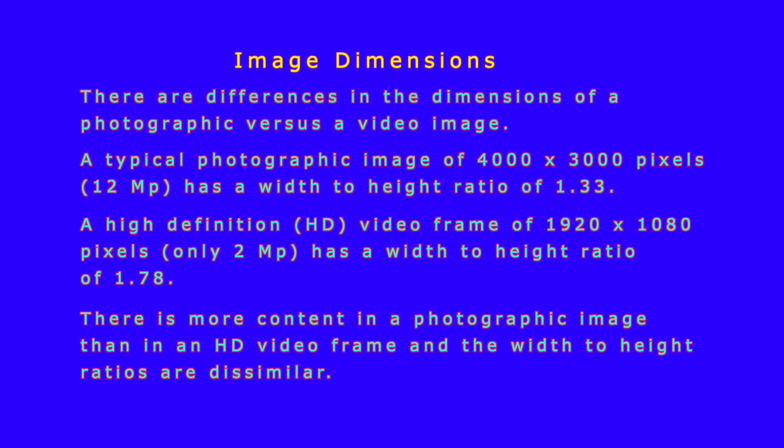Image dimensions. There are differences in the dimensions of a photographic versus a video image. A typical photographic image of 4,000 by 3,000 pixels, or 12 megapixels, has a width-to-height ratio of 1.33. A high-definition or HD video frame of 1920 by 1080 pixels, only 2 megapixels, has a width-to-height ratio of 1.78. There's more content in a photographic image than in an HD video frame, and the width-to-height ratios are dissimilar.